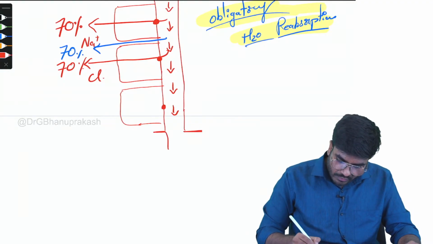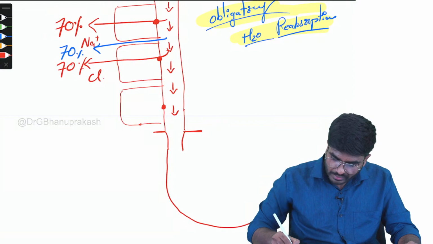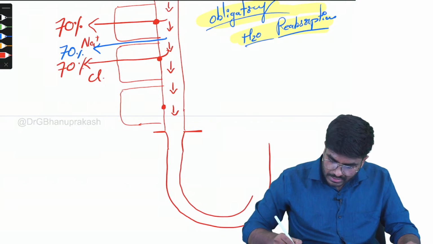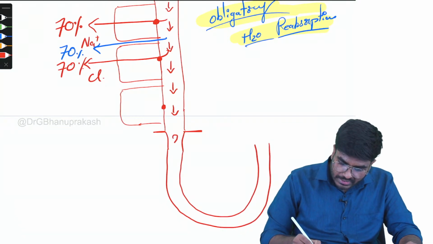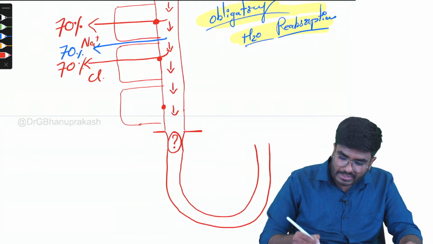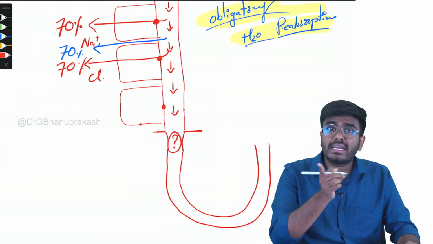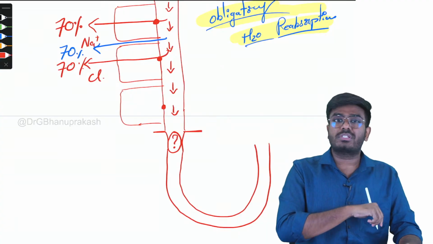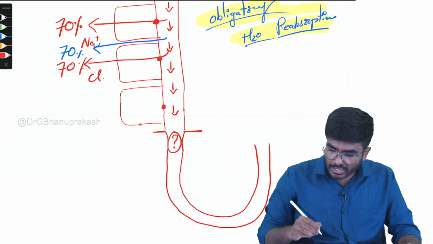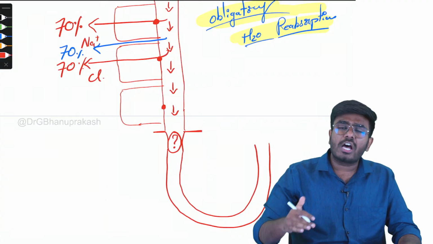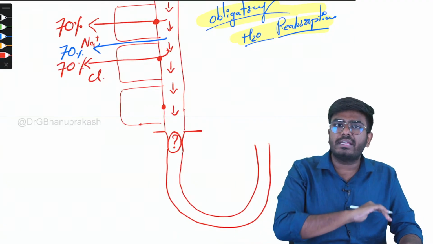Now, imagine from here we are starting the loop of Henle. Okay, we have started with the loop of Henle. My question is, what is the osmolarity here? Sodium is getting reabsorbed. We are taking out the solutes. Now, what happened to the osmolarity? Osmolarity is same, osmolarity is increased, or osmolarity is decreased?